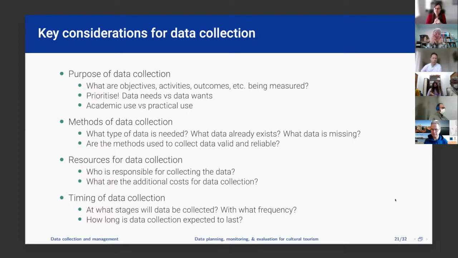Also think about the methods of data collection. What types of data is needed? It doesn't have to be official statistics. It can be, as we've mentioned, engagement with the community, putting together surveys, questionnaires, conversations, focus group discussions. It can be a lot of qualitative data. So what type of data do we need to answer the questions we want to answer and to measure what we want to measure? Investigate what data already exists and think really about what data is missing in all of this. And also the methods that you use to collect data, are they valid and are they reliable?